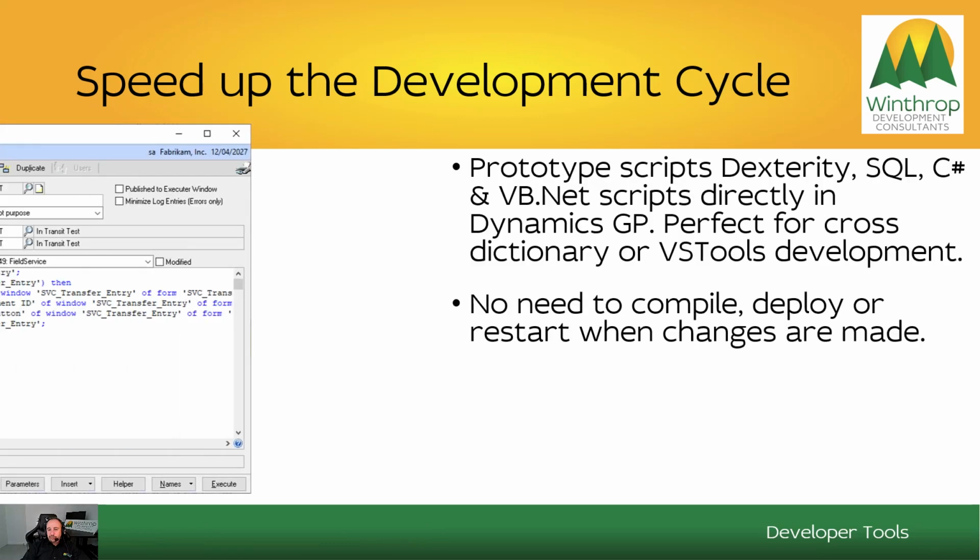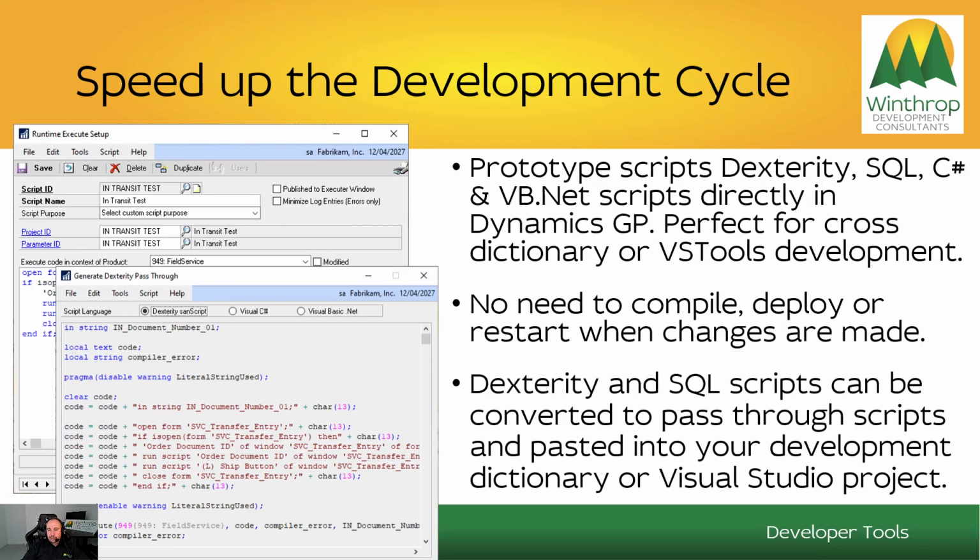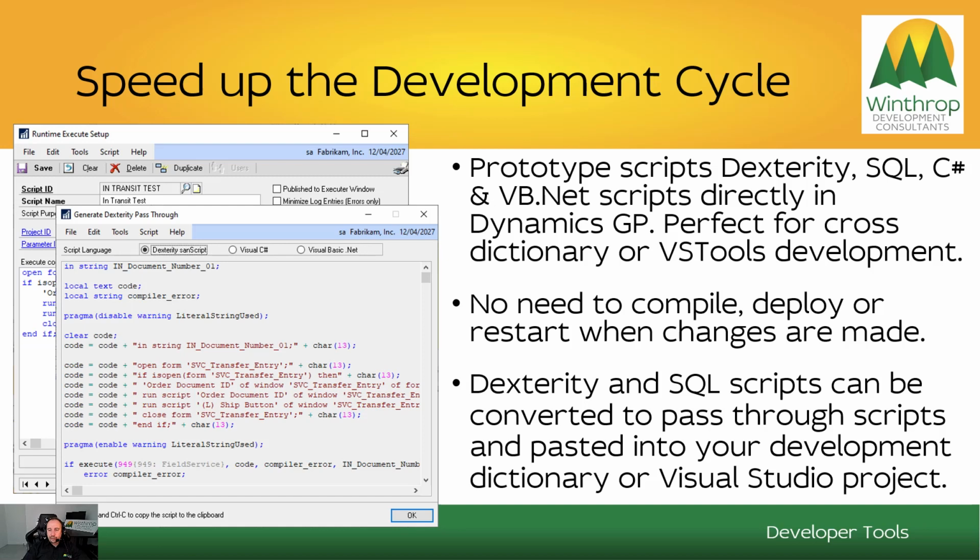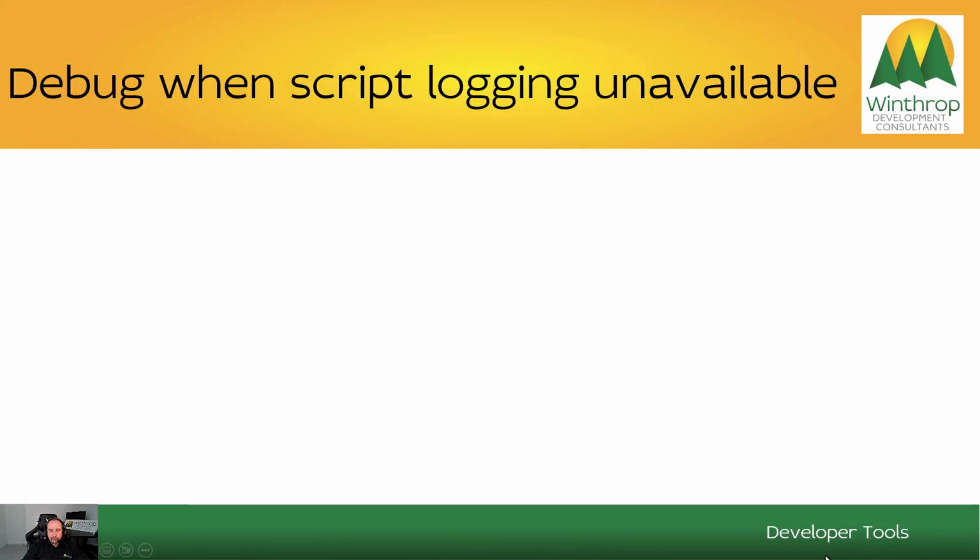We can also use GP Power Tools as a developer to speed up our development cycle, so we can prototype code in and test it and make sure it's functional within Dexterity or SQL or C# or VB, and once we've got it correct, we can then export that out and generate pass-through code and just cut and paste that straight into our development environments. So that allows us to test it all, get it working before we actually put it into the main products.